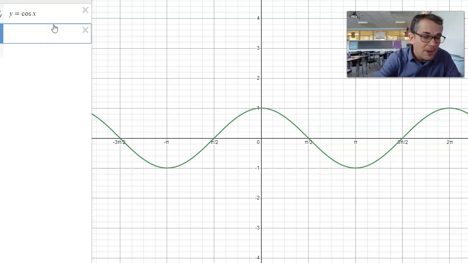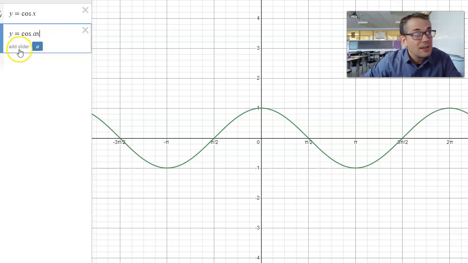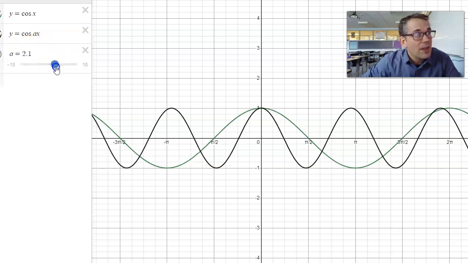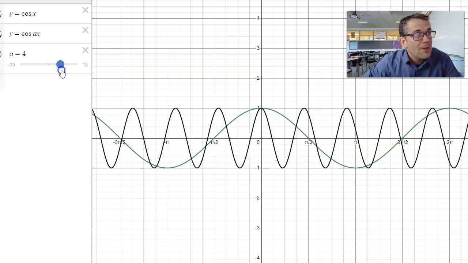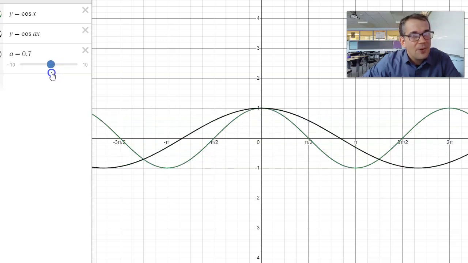If I slap a number in front of this, and for the purposes of this demonstration, I'm going to put a slider in here, so I'm going to say ax, and then Desmos will say, do you want to make that a slider? And I'll say yes. And now I can make this a value like a 2 or a 3 or whatever I want it to be. And you can see the impact this is having on the graph, right?